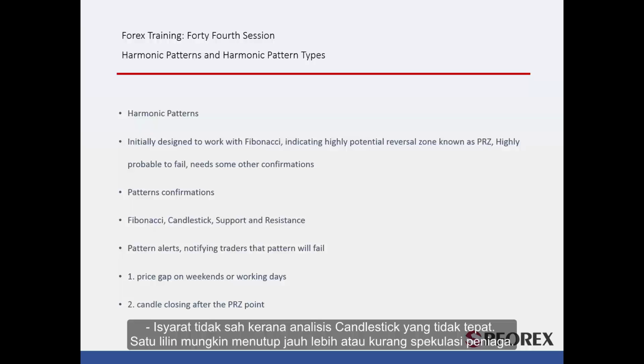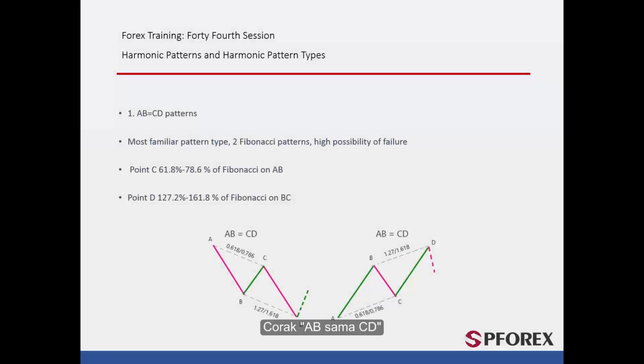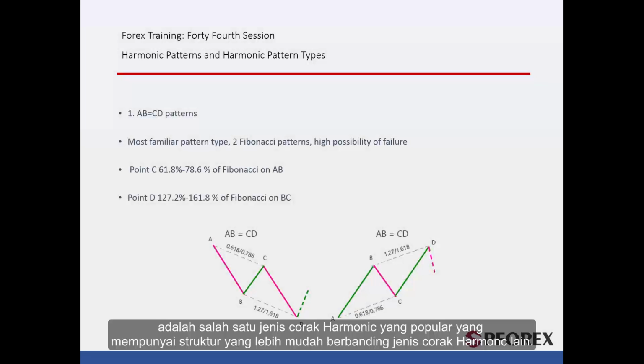Another cause is an invalid signal due to inaccurate candlestick analysis. A candle may close far over or below a trader's speculations. The AB equals CD pattern is one of the most popular types of harmonic patterns, which has a simpler structure than the other harmonic pattern types.